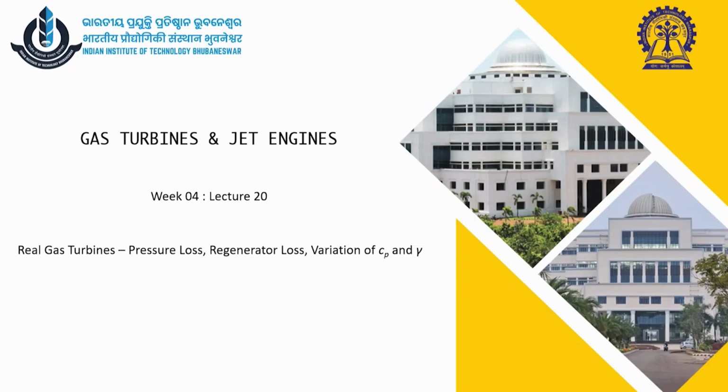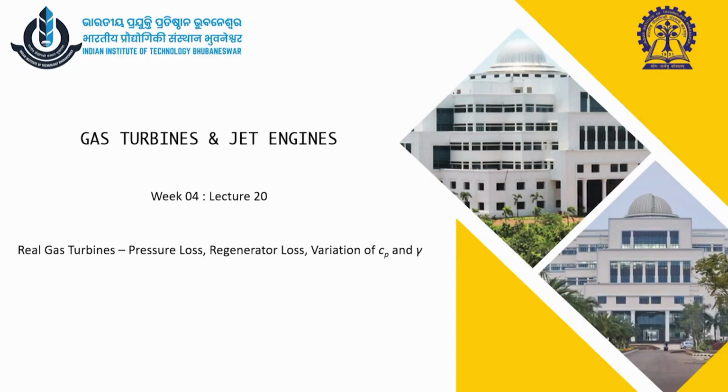We had discussed previously how the irreversibilities need to be accounted for in the gas turbine and also the changes in kinetic energy. Today, we will discuss 3 more differences with ideal cycles. One is the pressure loss. Pressure losses occur at many different locations, so we will consider that. Then regenerator loss and then variation of properties, specifically Cp and gamma of the combustion products and air.